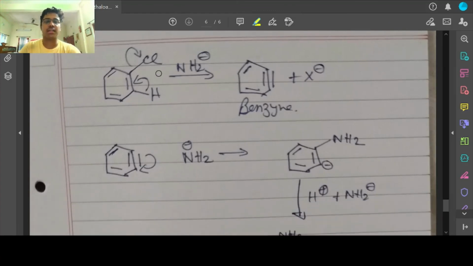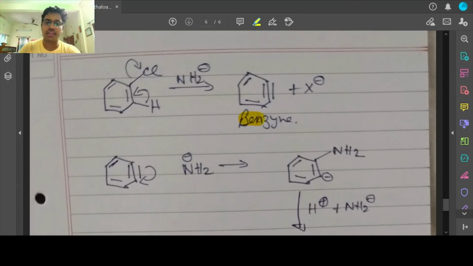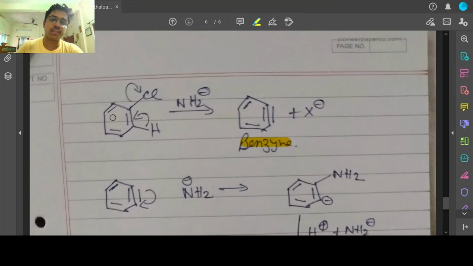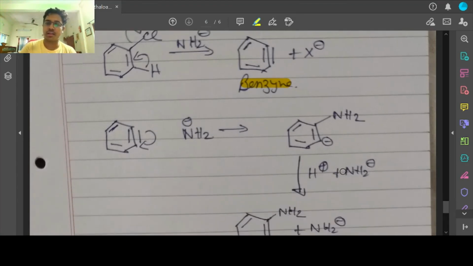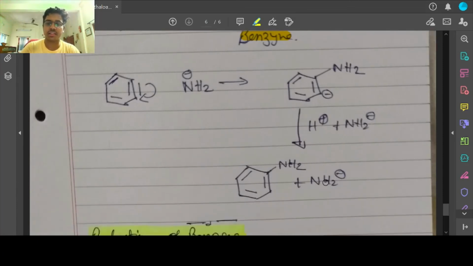So this is the mechanism of chlorobenzene to aniline. Here also the benzyne intermediate is formed, okay. In chlorobenzene, the bond breaks with NH2 minus, and the benzyne intermediate is formed. This benzyne intermediate on treatment with NH2 minus forms this, and on treatment with hydrogen ion H plus it gives aniline plus NH2 minus, okay.